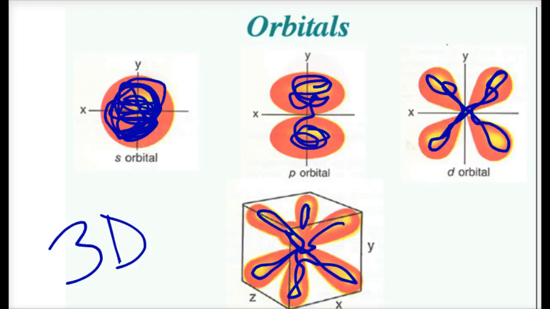Electrons can move anywhere within the shape of that particular orbital, so they can be in any place at any given time within that sphere, or that hourglass, or that clover, etc. Orbitals do become larger as you move down the periodic table.